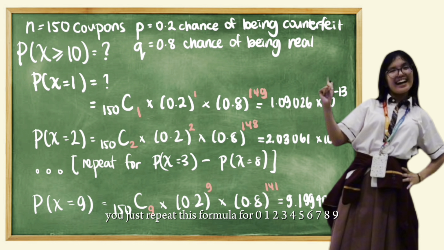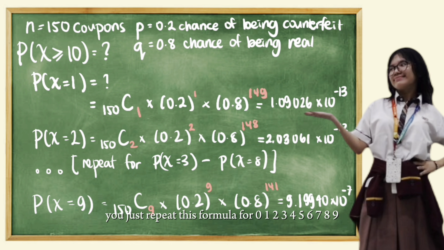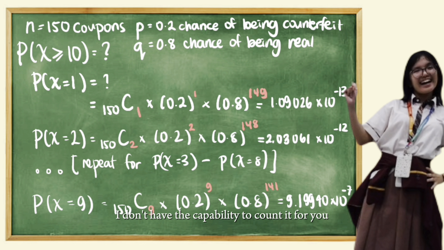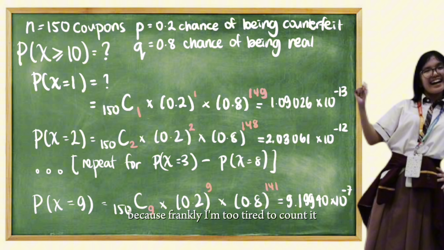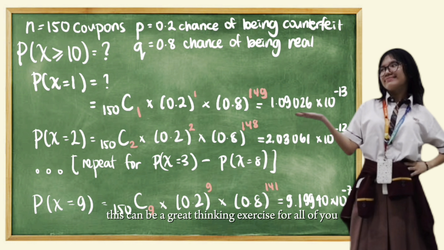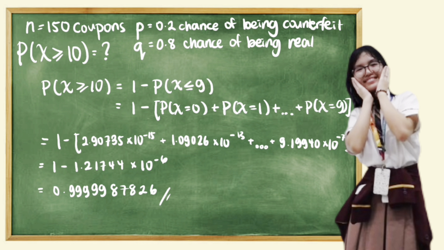You just repeat this formula for 0, 1, 2, 3, 4, 5, 6, 7, 8, 9. Isn't that wonderful and easy? I don't have the capability to count it for you because frankly, I'm too tired to count it. And besides, this can be a great thinking exercise for all of you and Mr. Argy too. Continuing.